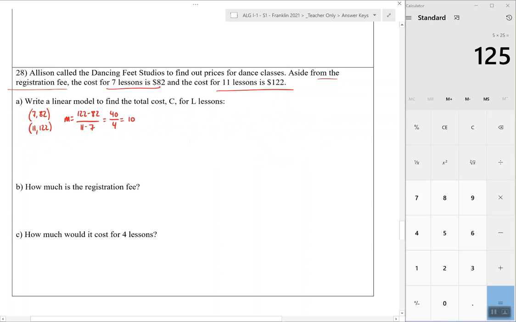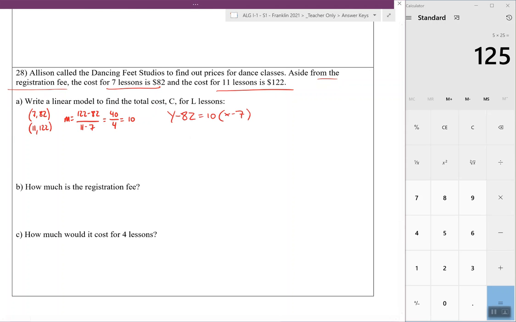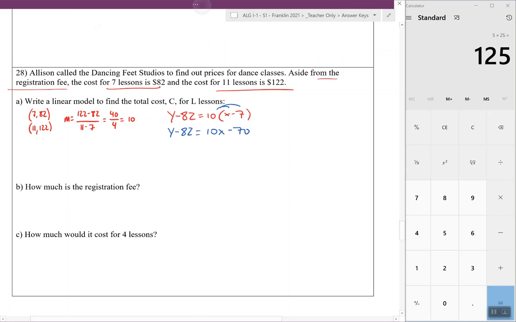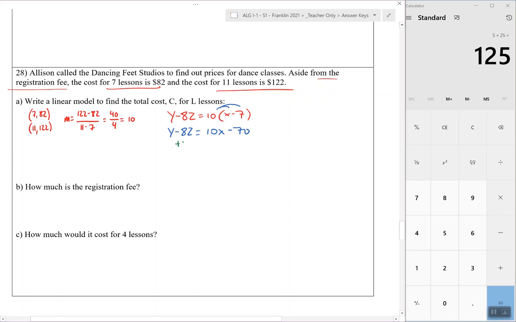Now we can use point slope form with that information. So let's just use that first point. y minus 82 equals 10 times x minus 7. We're going to distribute there and solve. So y minus 82 equals 10x minus 70. Add 82 to both sides, and y equals 10x plus 12.